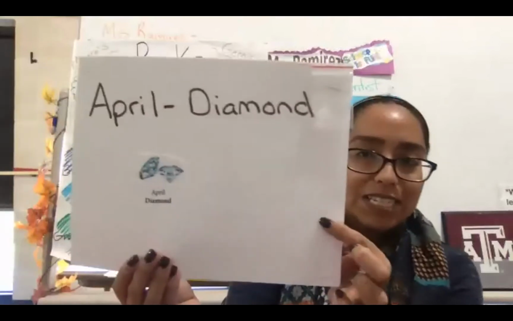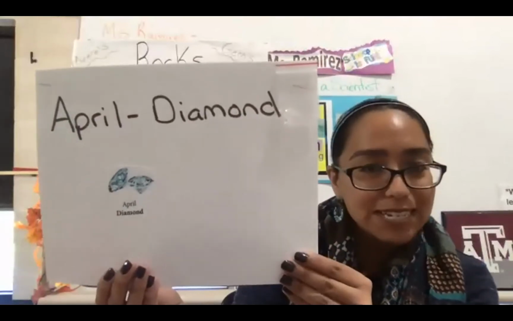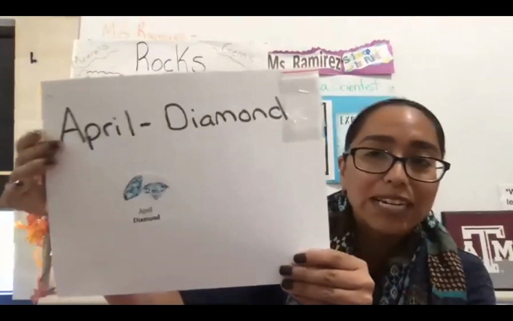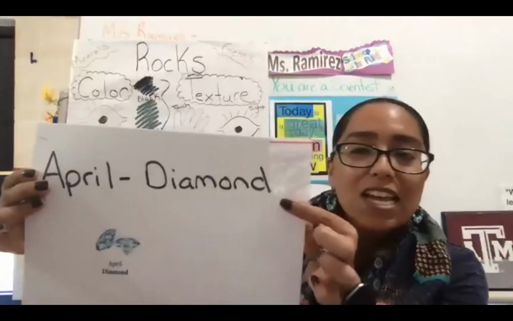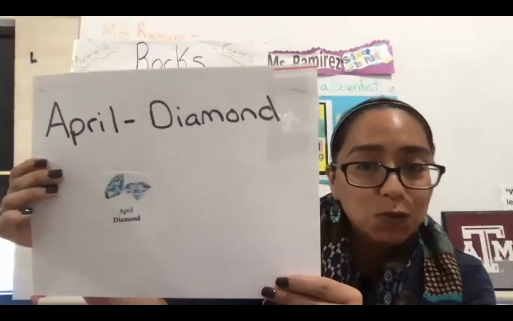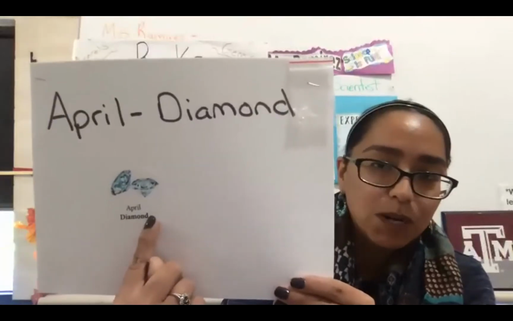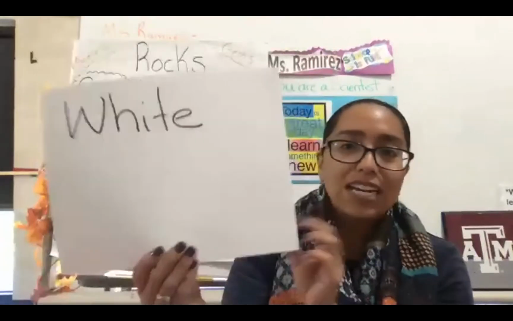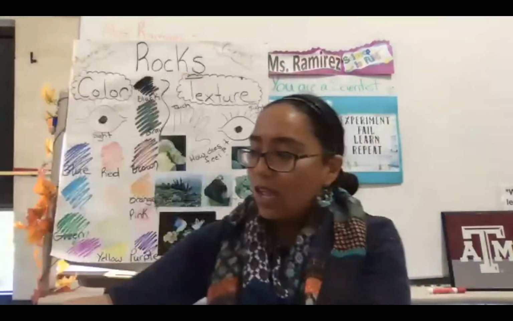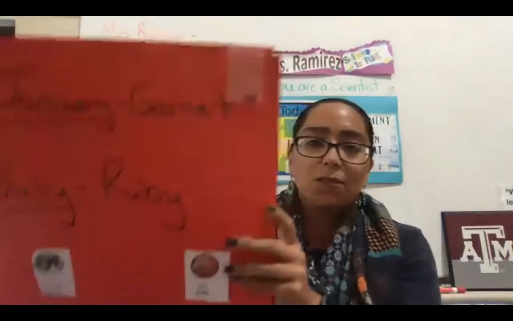So what color is this paper? This paper is white. And if you were born in April, go ahead and raise your hand. Your birthstone is the beautiful diamond, and you can see that sparkling diamond here. So that is the color white. Now let's take a look at our next months.